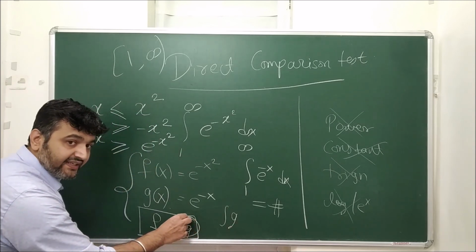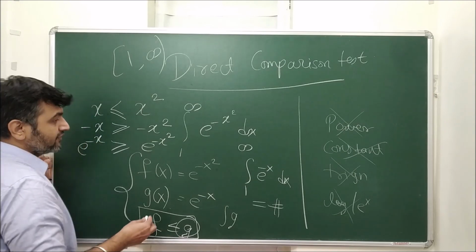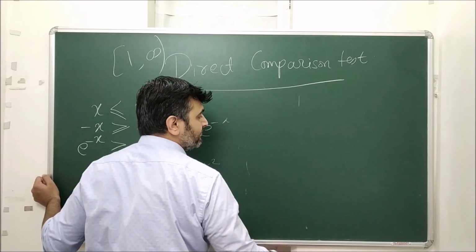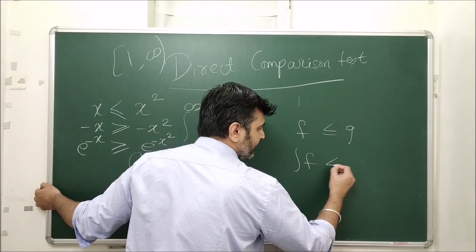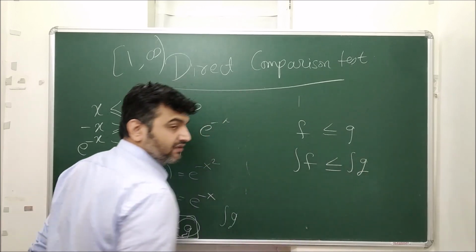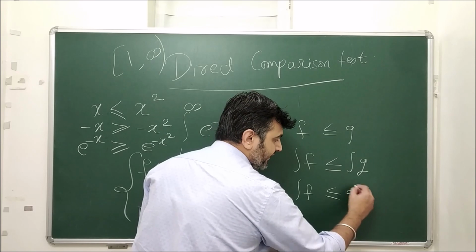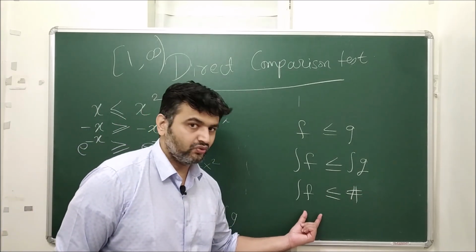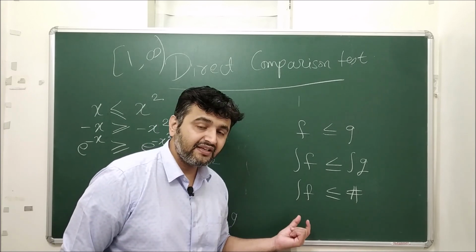This integral is finite. So therefore this integral also has to be finite, right? So if my f is less than or equal to g, one can keep in mind that since f is less than or equal to g, my integral of f is less than or equal to the integral of g. So therefore the integral of f is less than or equal to some finite number, 1 by e. So can this be infinite? No, right? Because this is less than a finite number.